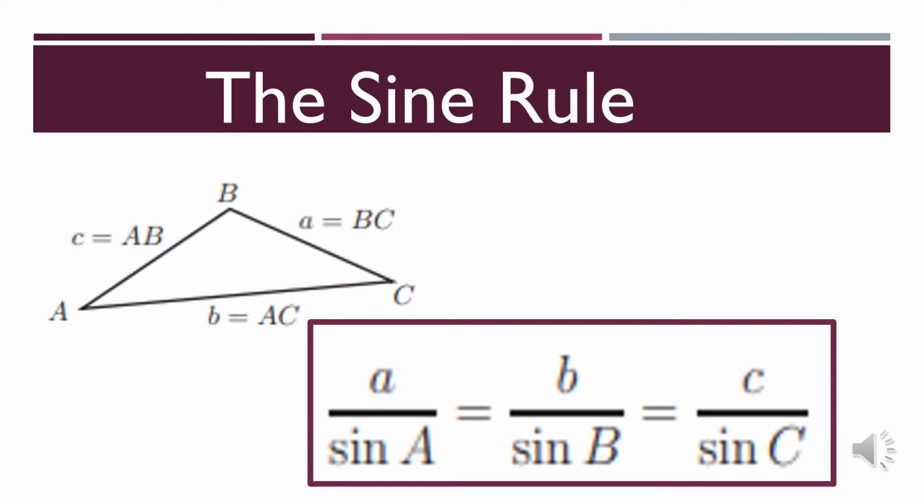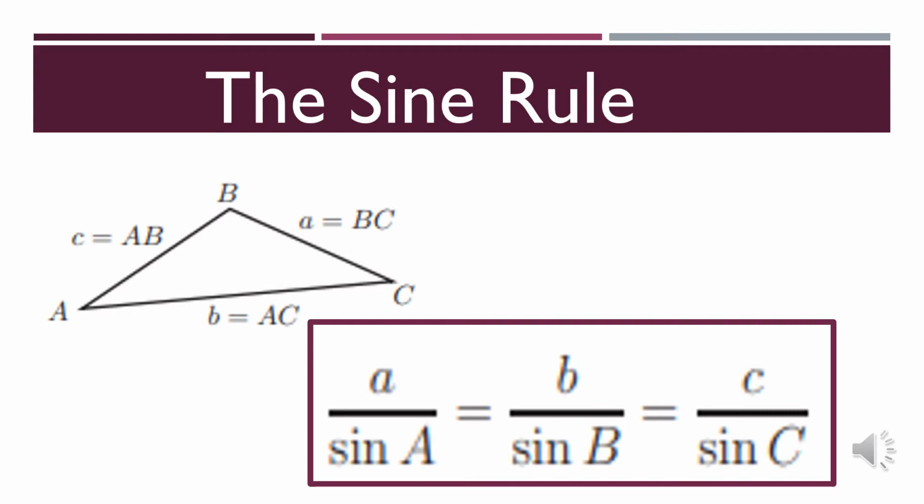The sine rule is an important rule relating the sides and the angles of any triangle. It doesn't have to be a right-angled triangle. If a, b and c are the lengths of the sides opposite the angles in the triangle, then a over sine A equals b over sine B equals c over sine C.